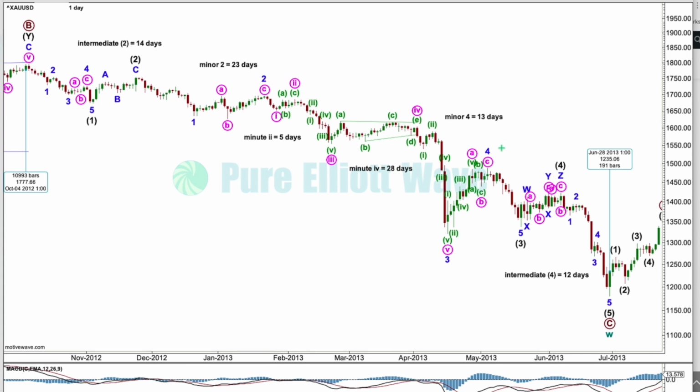Great alternation, but not good proportion. Here intermediate 2 lasted 14 days, intermediate 4 not too far off, but it is more brief, 12 days. Minor 2, the flat correction, lasted 23 days. Minor 4, the zigzag, lasted 13 days. The fourth wave, again, is more brief than the second wave. The exception is when fourth waves are triangles, and that's because triangles do tend to be really time-consuming structures.